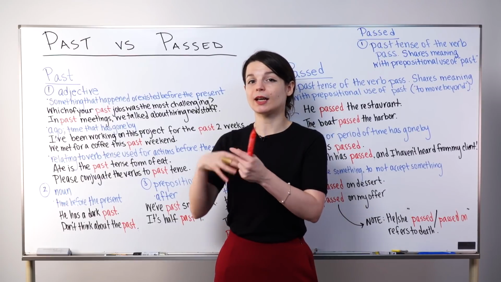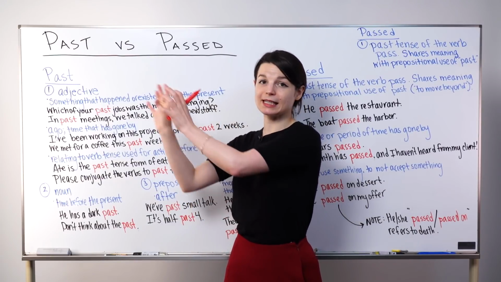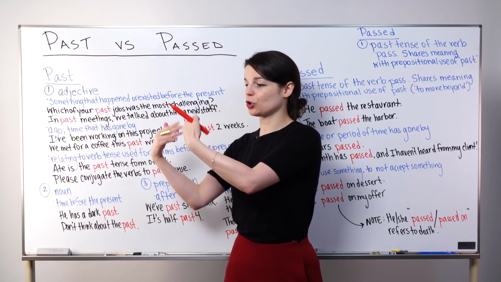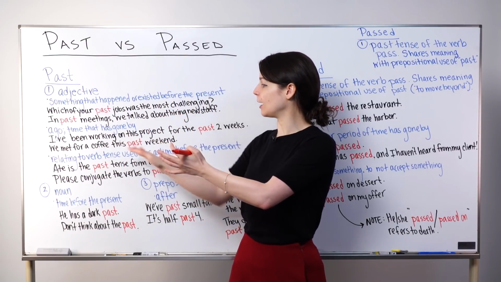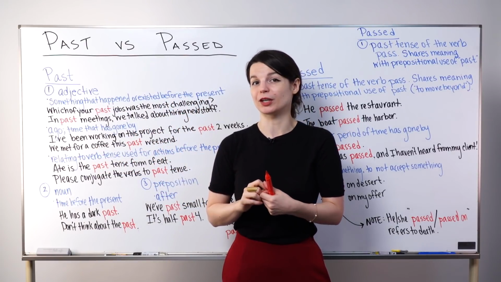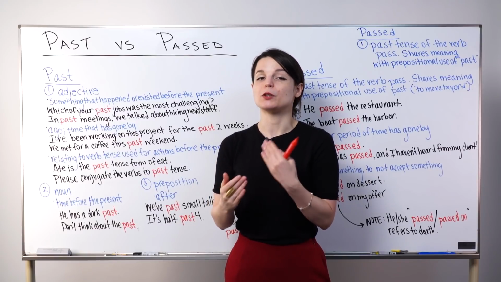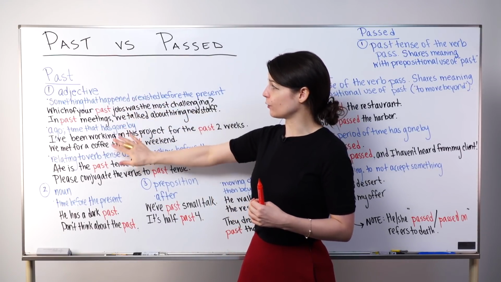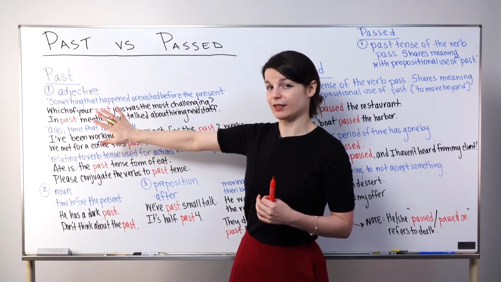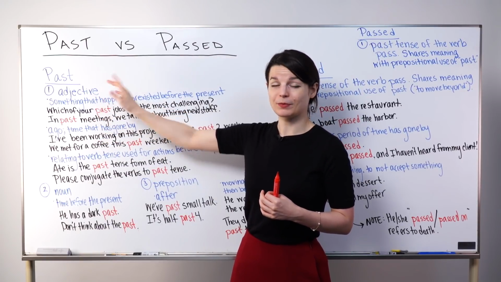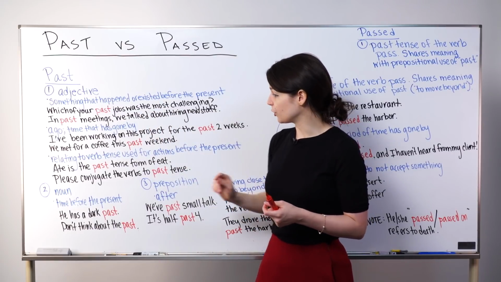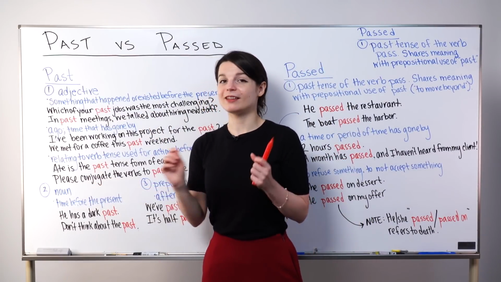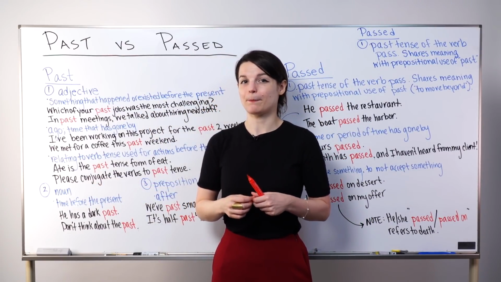So when you're talking about actions or existence in the past and you want to talk about the language-related word we use to do that, you can use past tense. So this is an overview of the adjective uses of the word past. I want to go now to number 2 here, the noun use of the word past.